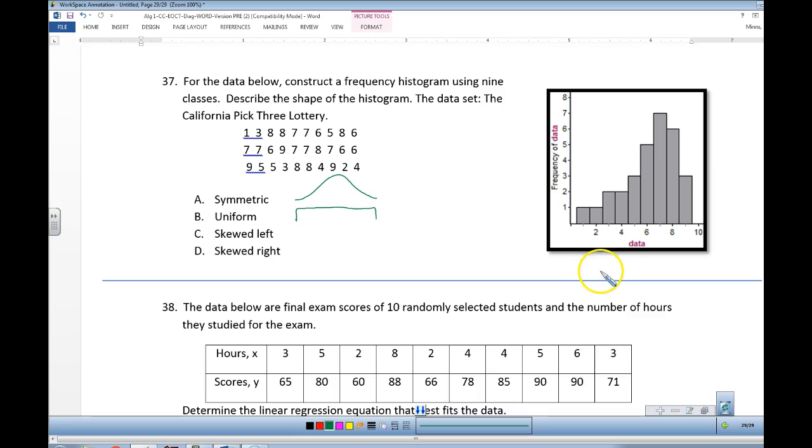Is it skewed left or is it skewed right? Well, here we go. It's skewed left. A skewed left distribution looks like this. We have a long left-hand tail, and then it goes like that. So this is skewed left with a long left tail. Skewed right would look like this, where we have a short end here, and then we have a long right-hand tail. So this one is skewed to the left. The answer is C.